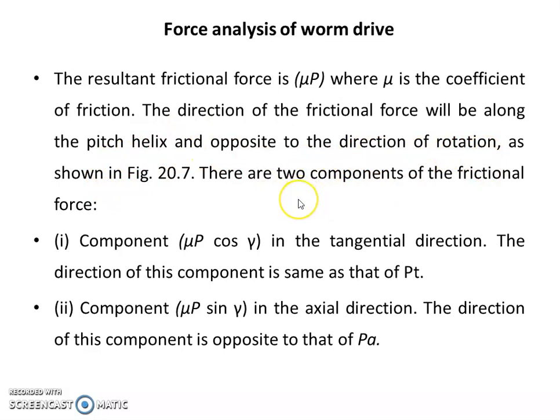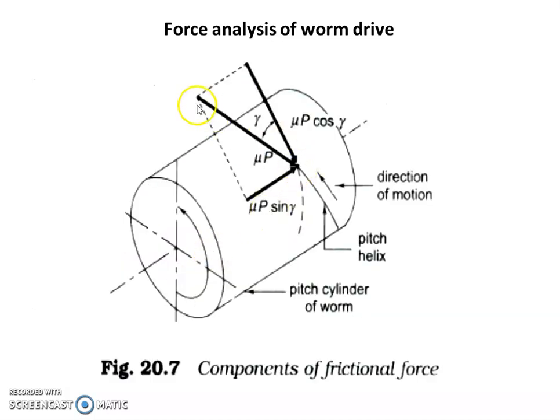So there are two components of frictional forces. Now you will refer to this particular figure. Suppose this is the resultant force acting, and this is the frictional force. Frictional force is very important. We should consider it in the case of worm and worm wheel, because there is surface contact. So this particular component of force must be considered here. Without that we will not get the exact answer for the different components of forces.